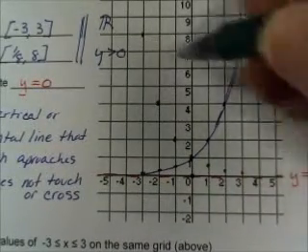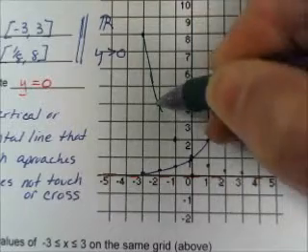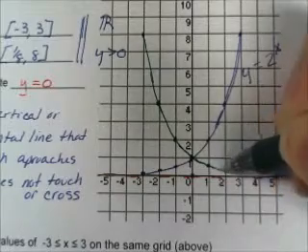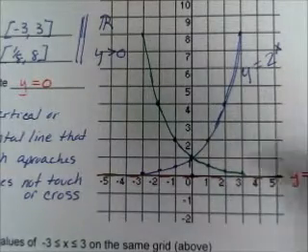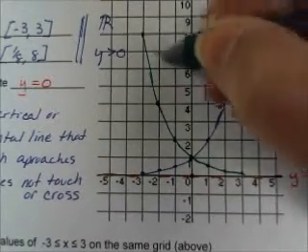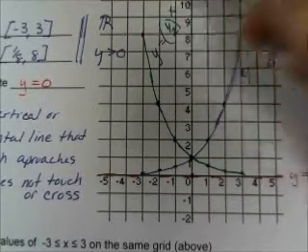Now connect those points with a nice curve. And don't forget, label the graph with its equation. So this was y equals 1/2 to the x.